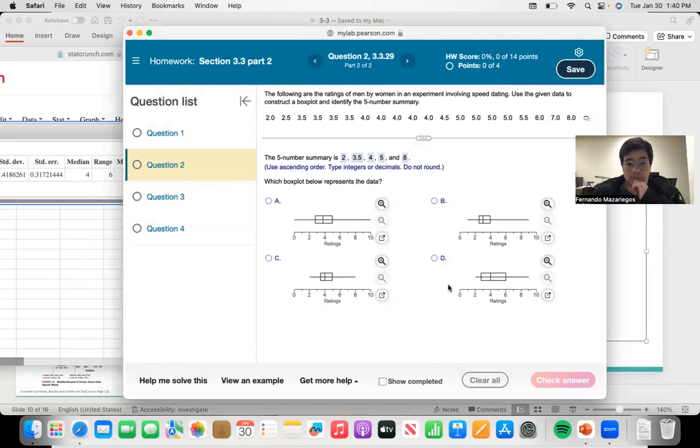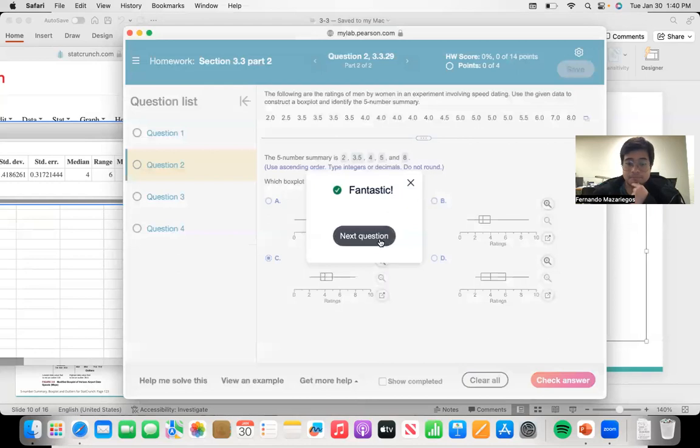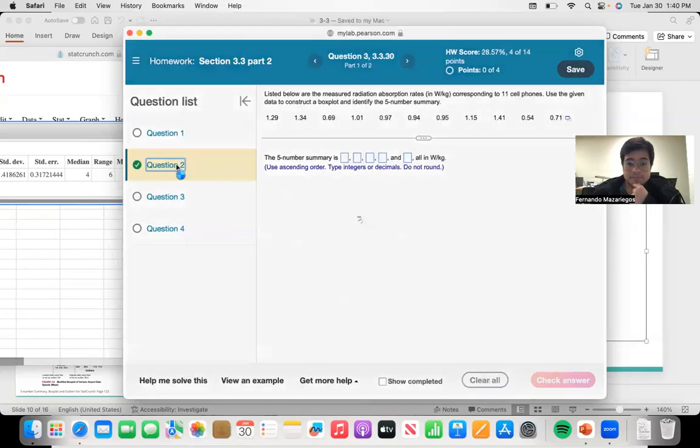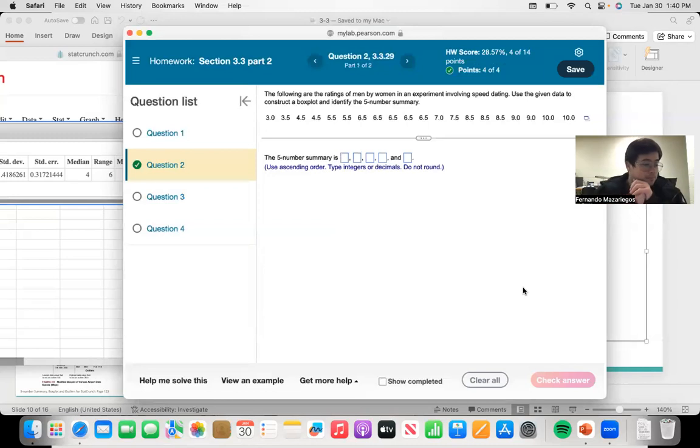And then we need to select the box plot that best represents this 5-number summary. So let's take a look. Remember, the little box starts at the first quartile and ends at the third quartile. So we want a box that starts at 3.5 and ends at 5, which should be C. And that's it. Oh, we lost it again. But yeah, that's basically it.